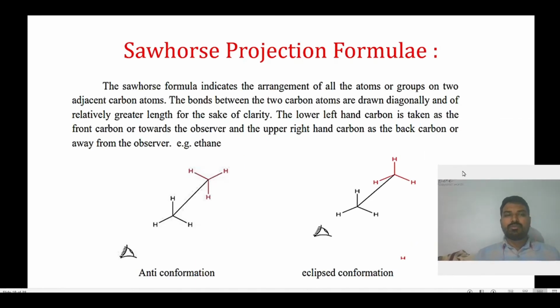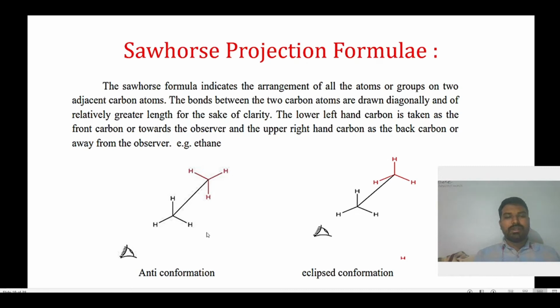Sawhorse projection formula. The sawhorse formula indicates the arrangement of all the atoms or groups on two adjacent carbon atoms. The bond between the two carbon atoms is drawn diagonally and of relatively greater length for the sake of clarity. The lower left-hand carbon is taken as the front carbon, towards the observer, and the upper right-hand carbon as the back carbon, away from the observer. Example, ethane. Here the observer is there, and if we observe the molecule from here, the back carbon is away from the observer and the front carbon is towards the observer.